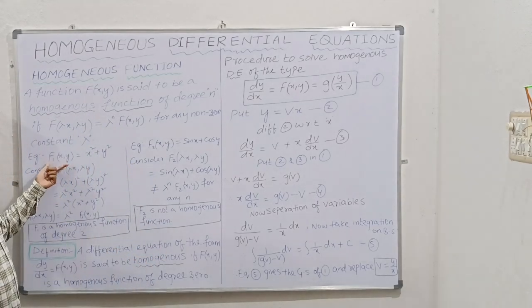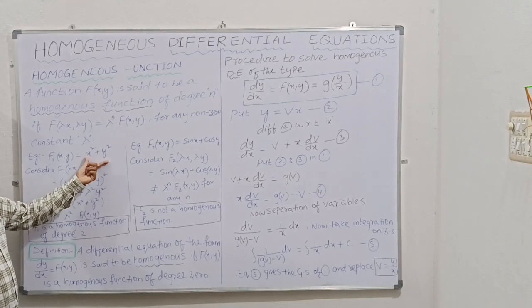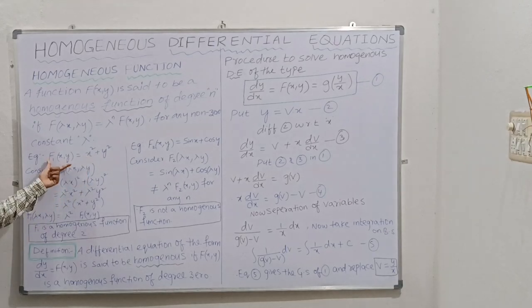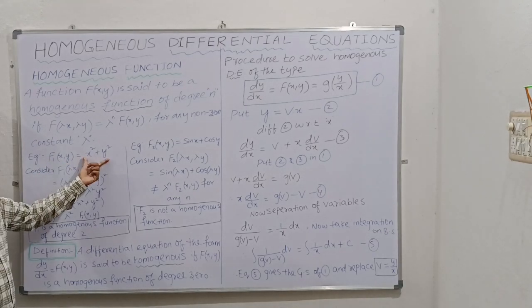Let us take the example f1 of x comma y is equal to x square plus y square. So now we have to find out whether this function is a homogeneous function or not.